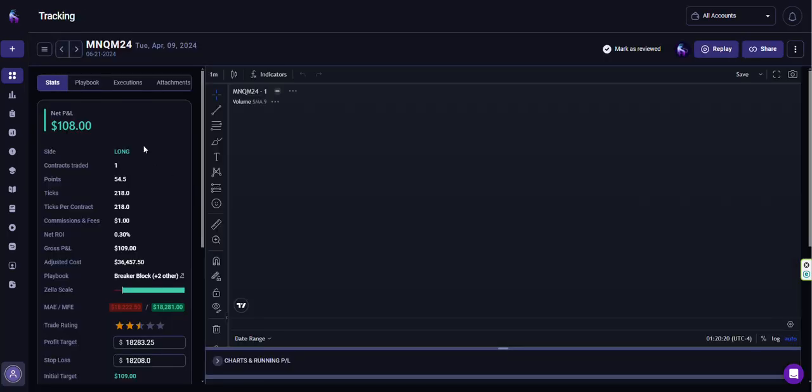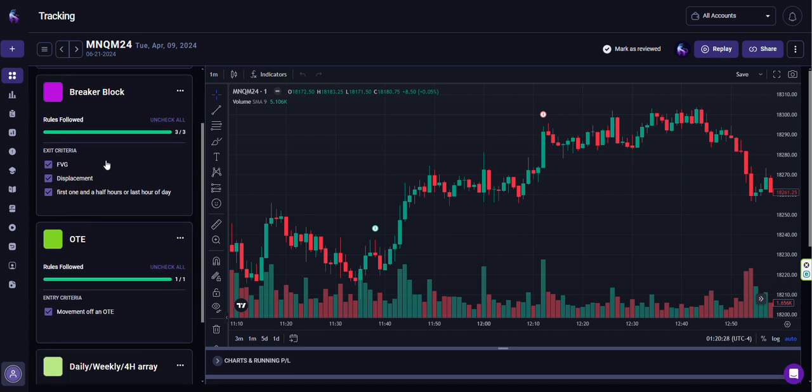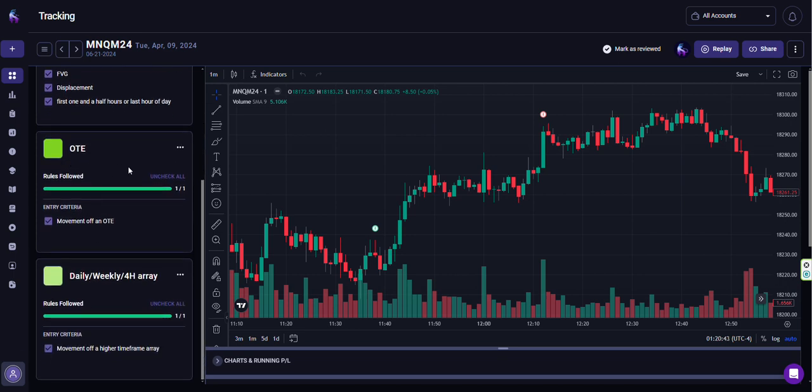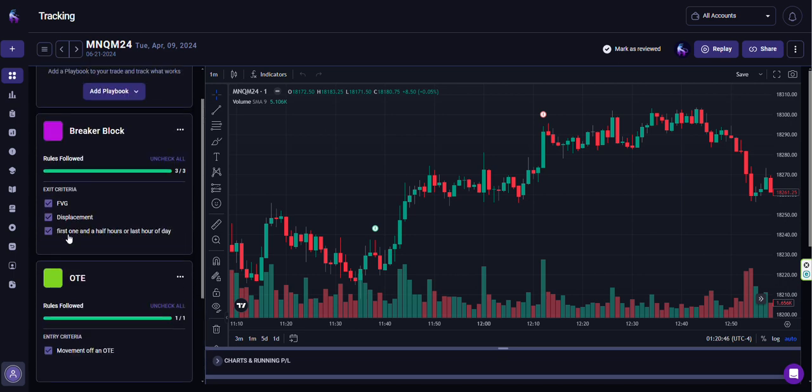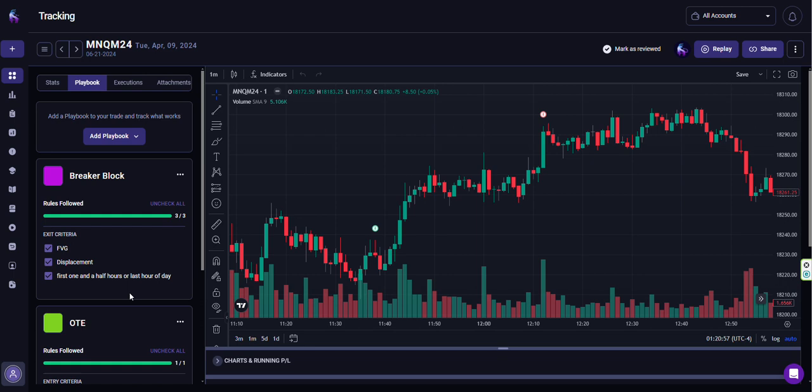And if we go into this individual trade on my TradeZilla, I have my entry criteria placed, and for my breaker block, for example, it needs to have a fair value gap, which we saw. It needs to have displacement, and it needs to be in the first 1.5 hours or last hour of the day. If it falls under one of these two, then I go ahead and check that. But if it doesn't, then I want to see it in the first hour or the last hour of the day. And also OTE, I just want to see a movement off of it, and the same thing with the 4 hour. So we got all of this in this trade right here.